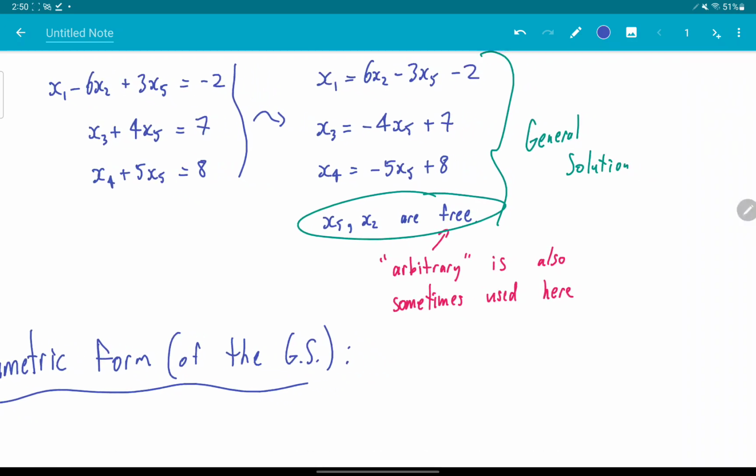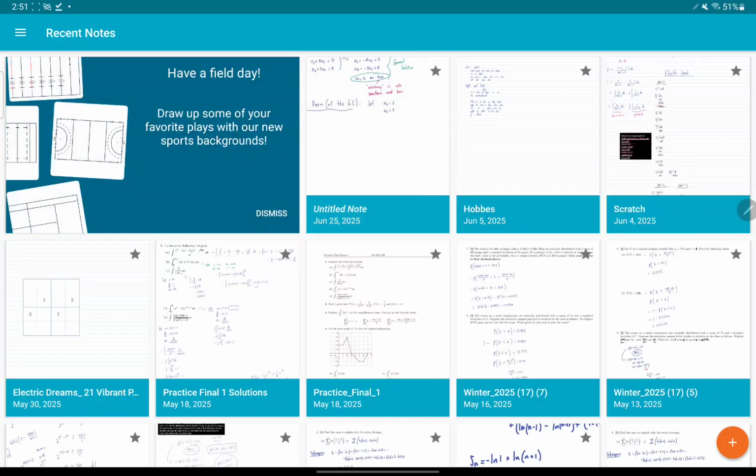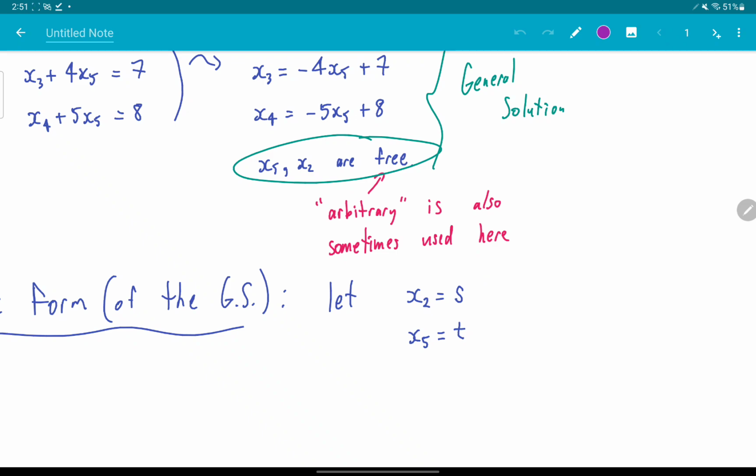Okay, you take your free variables and we're going to say these are so special they get new names. So we'll say x2, we'll call that, typically we go with S as our first letter we use, and then x5, I'm going to call that T. So these free variables are given new letters, and these letters are called parameters, S, T.